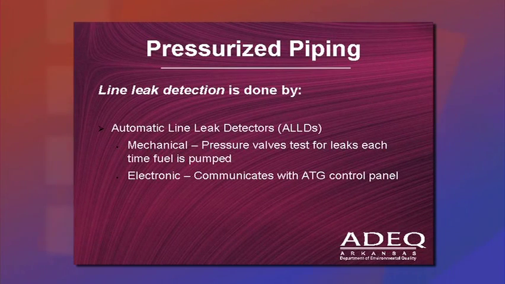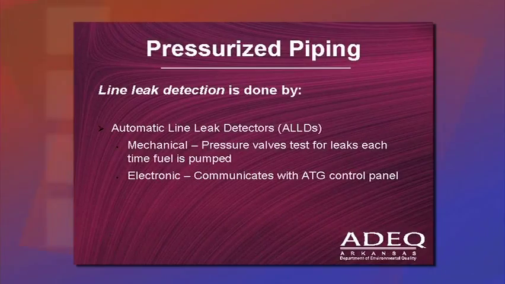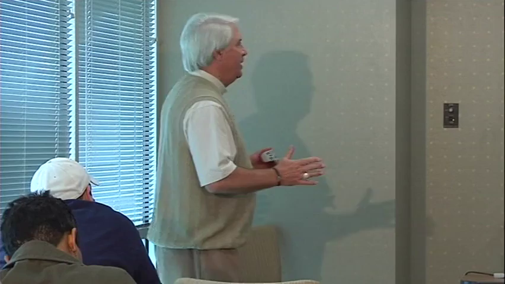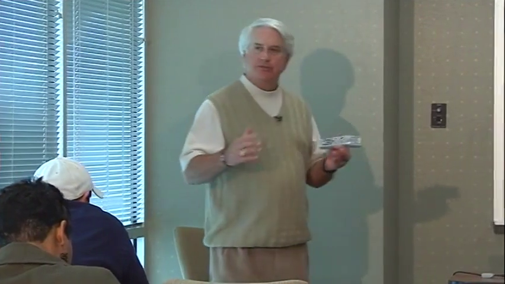On top of that submersible turbine pump head is the automatic or electronic line leak detectors. And that's what we showed. This is going to take care of column A over there. Okay? So there are two types of automatic line leak detectors. You can have a mechanical one, or you can have an electronic automatic line leak detector. The mechanical has pressure valves that test for leaks each time that you pump the gas.